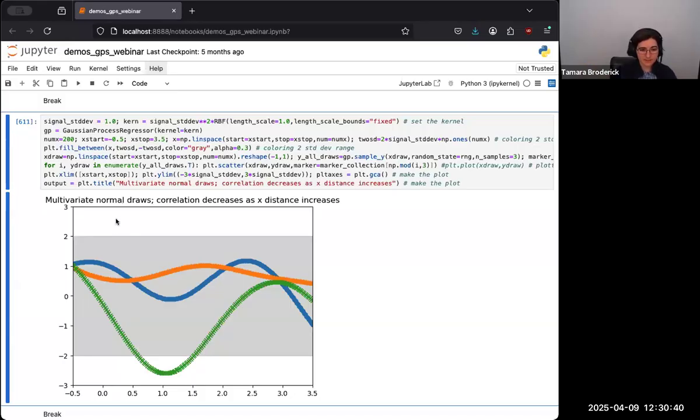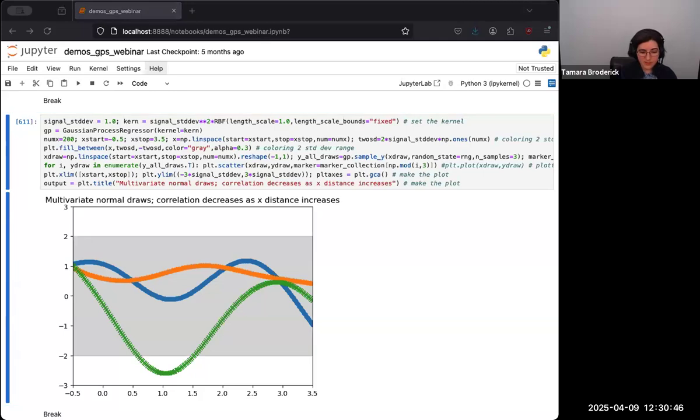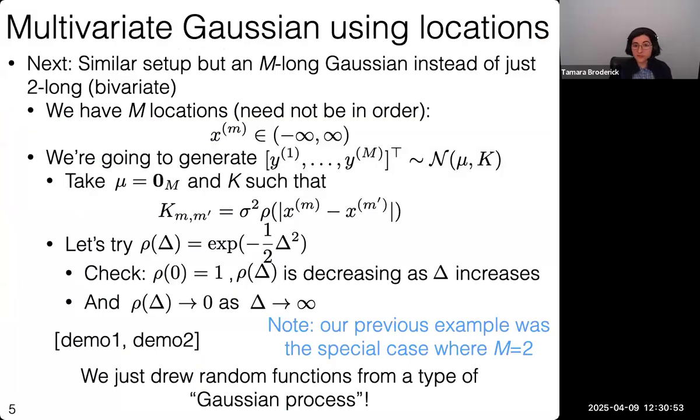Okay, awesome. So let's go back to the slides, but basically, we've done it. We've done this thing that we had said was our first goal, which was to draw random functions, to have a model to draw random smooth functions. And so we've essentially done that from a type of Gaussian process now. And I'm just going to take a moment to step back and say more precisely what is a Gaussian process now that we've seen this example.